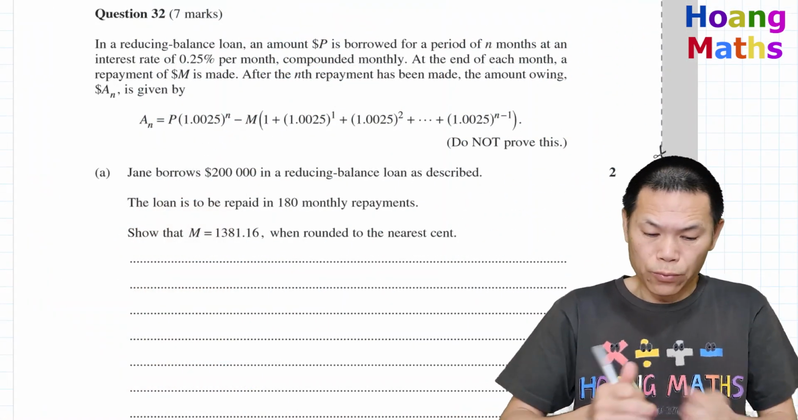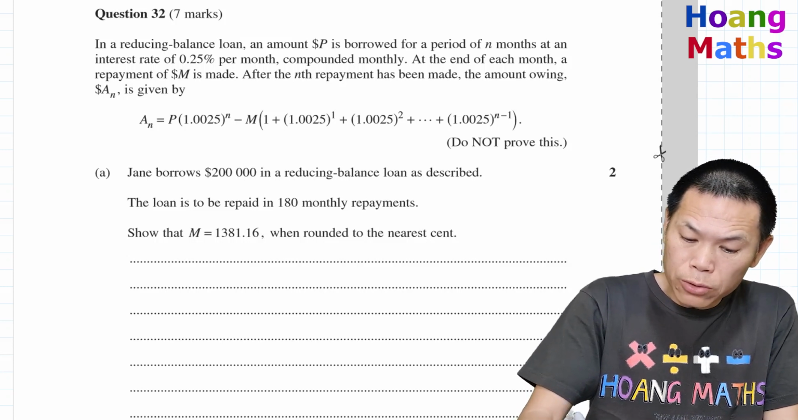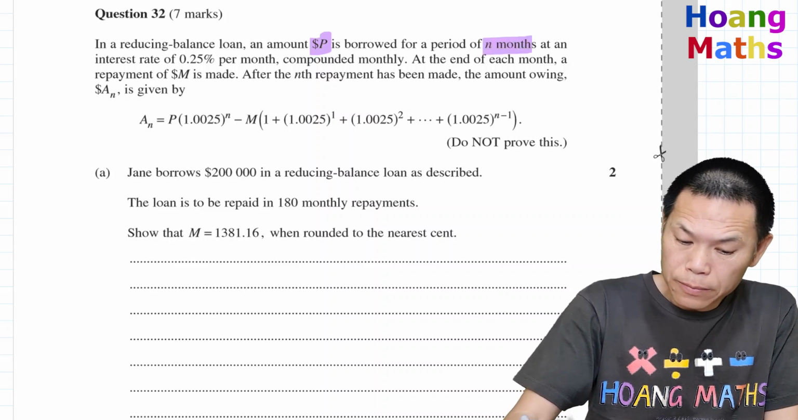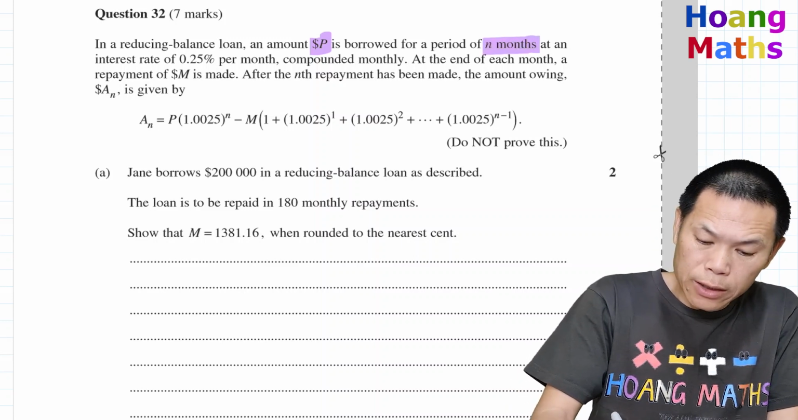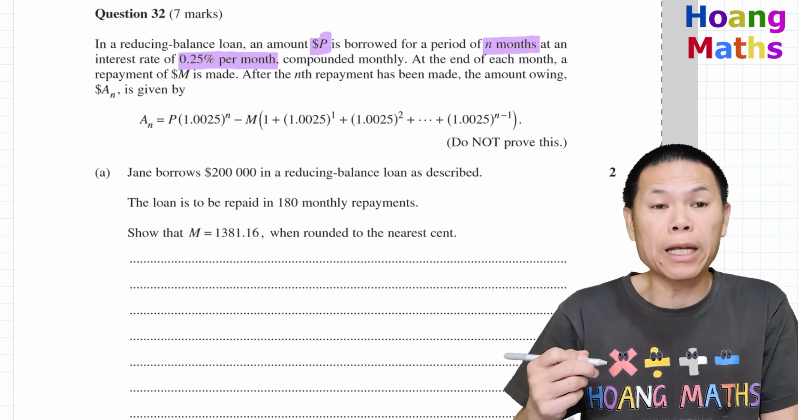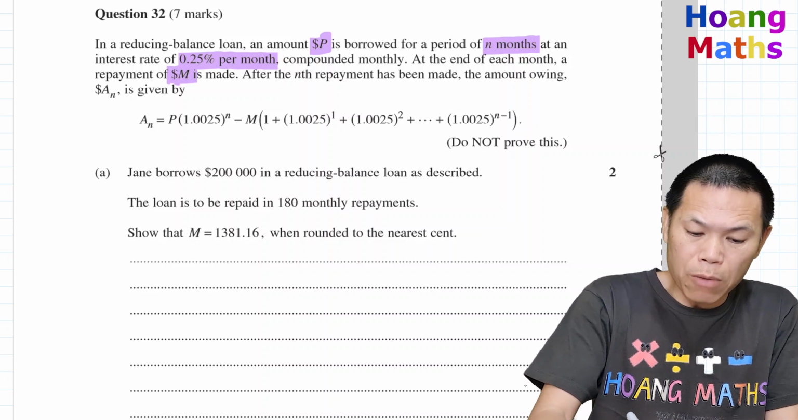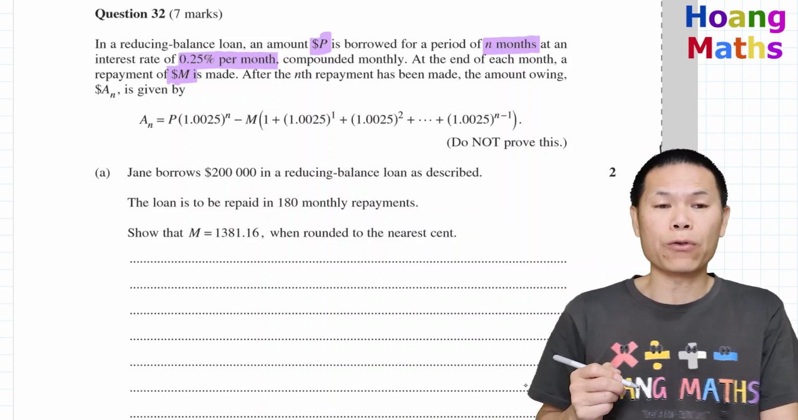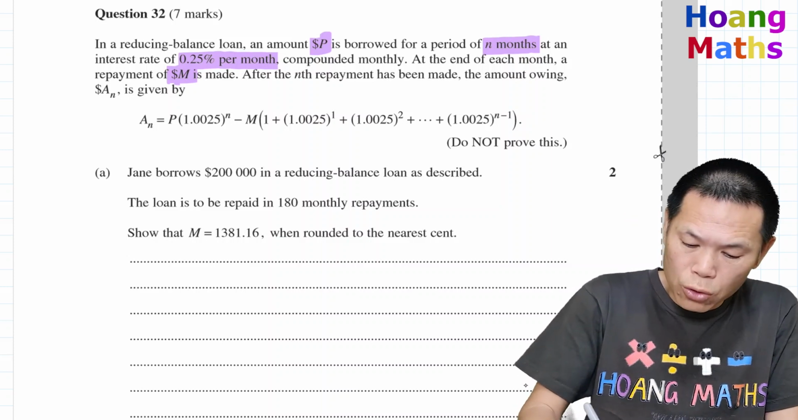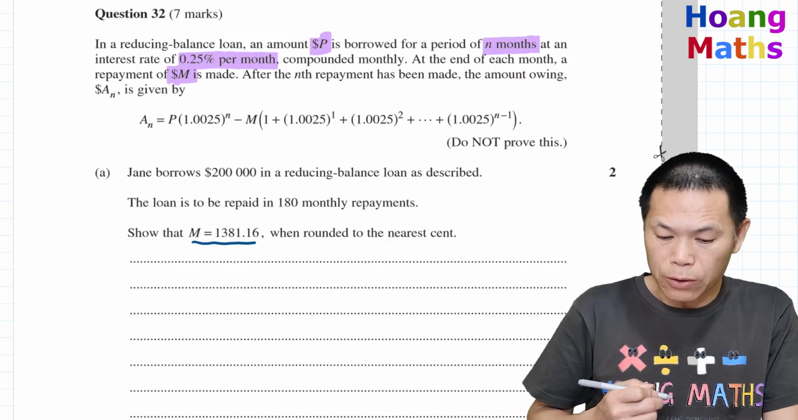Question 32. First of all, we know that the amount borrowed is P, for n months, and the interest rate is 0.25% per month, compounded monthly. And then the monthly repayment is M. So keep that in mind. The rule is already done for us, so we don't need to work it out. What we need to do is show that M is this amount, so we just need to substitute the values into the formula.